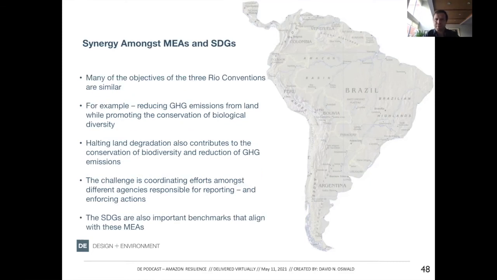So, synergy among them. I'm just going to wrap up here. There are many objectives of the three Rio conventions, and there's a lot of overlap between the three of them. For example, reducing greenhouse gas emissions from land is also complementary to promoting conservation of biodiversity. Halting land degradation also contributes to conservation of biodiversity and the reduction of greenhouse gas emissions from land degradation, from deforestation, for instance. The challenge is coordinating efforts among different agencies responsible for reporting.